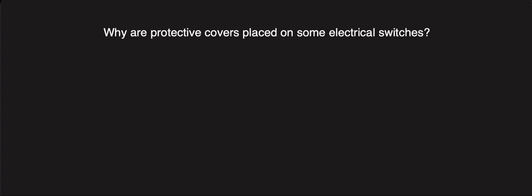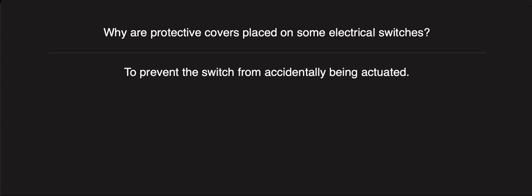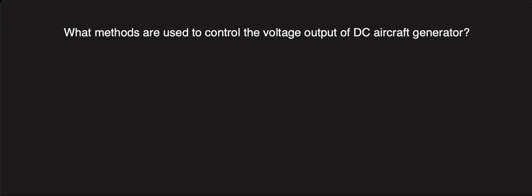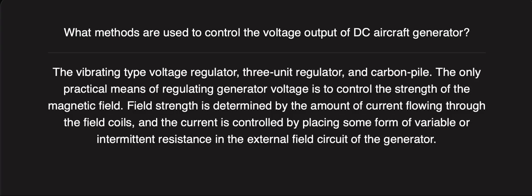Why are protective covers placed on some electrical switches? To prevent the switch from accidentally being actuated. What aircraft electrical system normally doesn't have a fuse or circuit breaker? Starter circuit. What methods are used to control the voltage output of DC aircraft generator? The vibrating type voltage regulator, 3-unit regulator, and carbon pile.